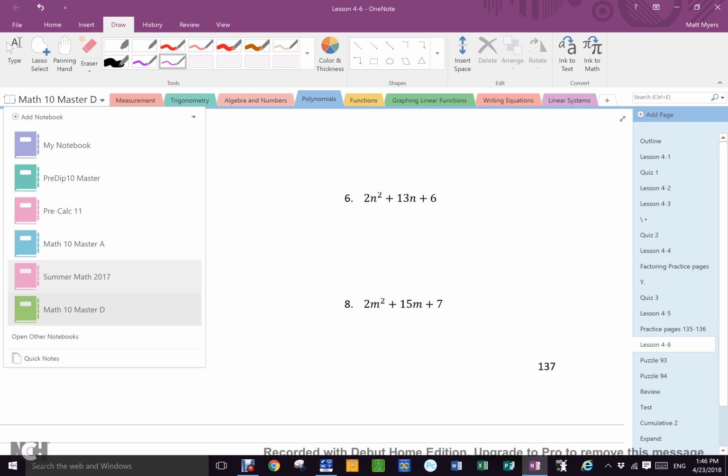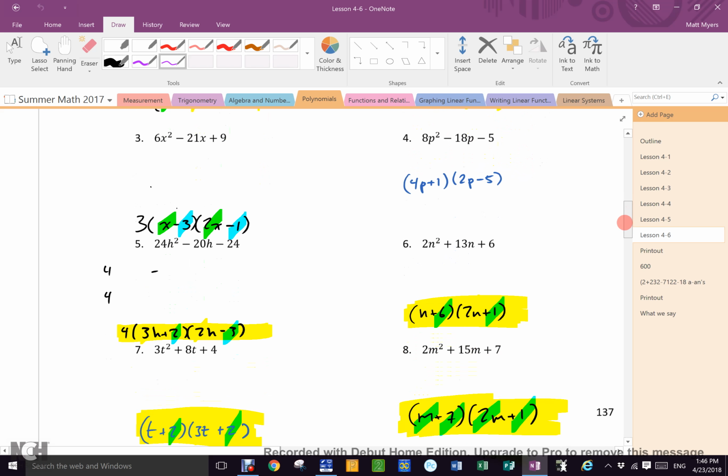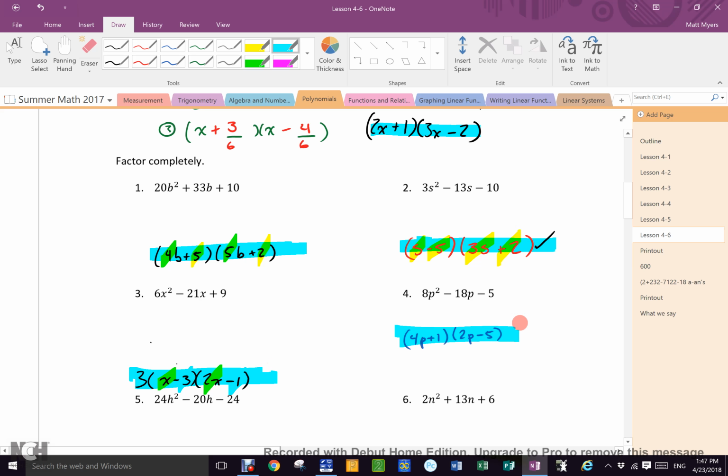Here are the right answers, in case you care. They are highlighted. There is all of 137. You can check your work. Anybody want to talk about any of them?